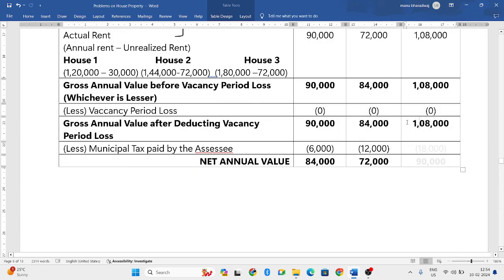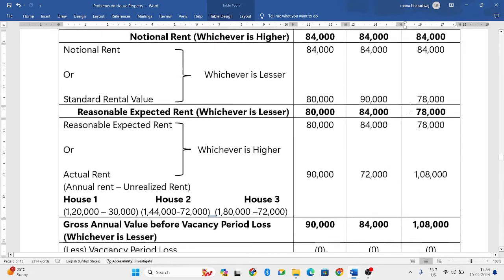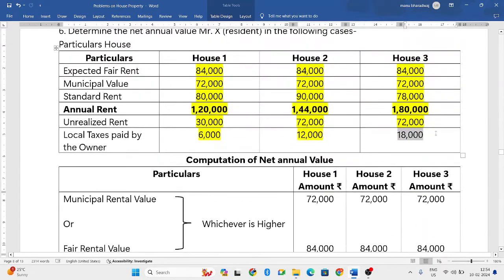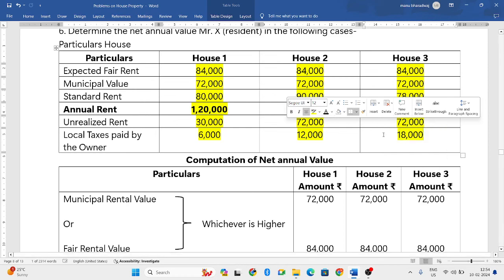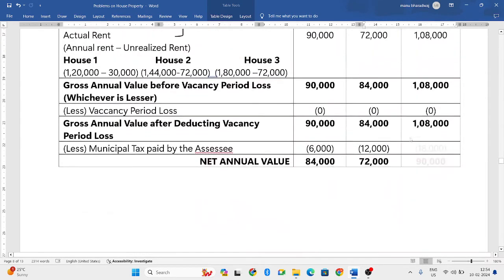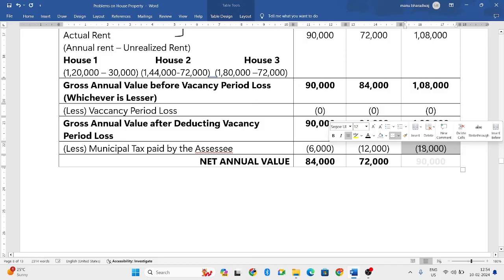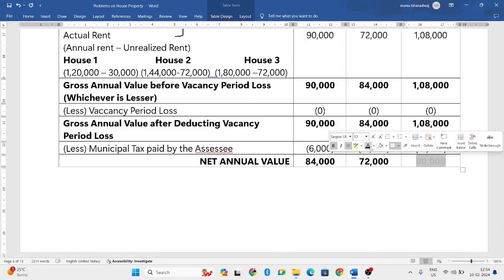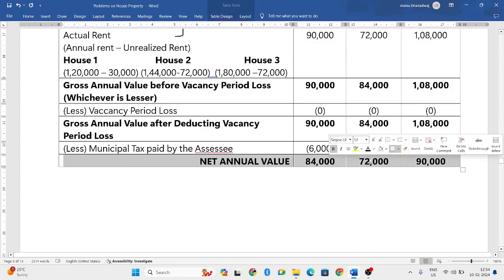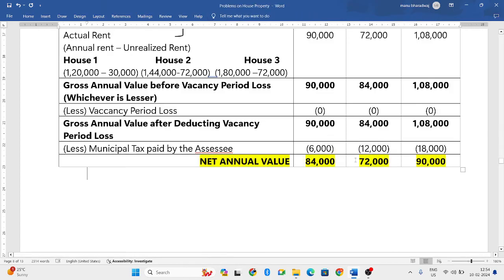From that, I have to deduct the municipal tax paid by the owner. For house 3, 18,000 is the tax paid. So I will deduct that 18,000. After deducting that 18,000 from 1,08,000, the remaining balance will be 90,000, and this 90,000 is the net annual value.